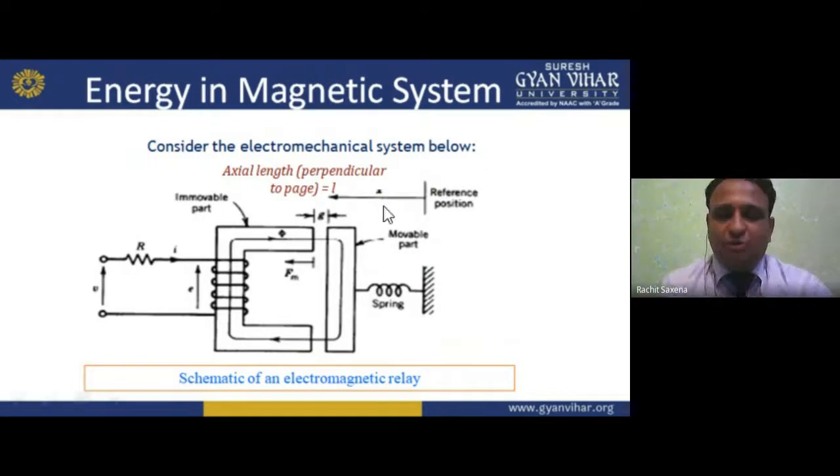So similar to that, what do we have? An immovable part, a movable part, and a spring for the controlling motion. We have the reference position at x, that is the gap we have because we are applying the force, and L is perpendicular to the pitch. I hope you understand energy in a magnetic system.